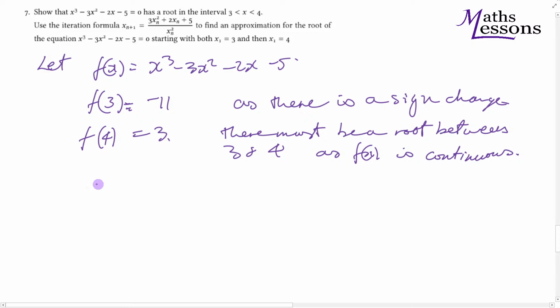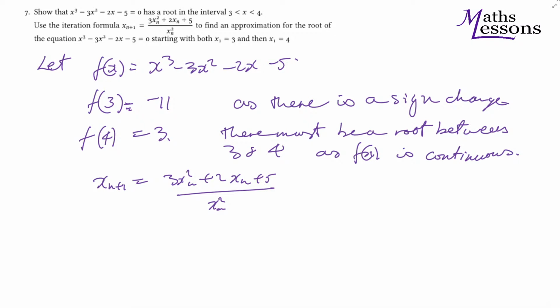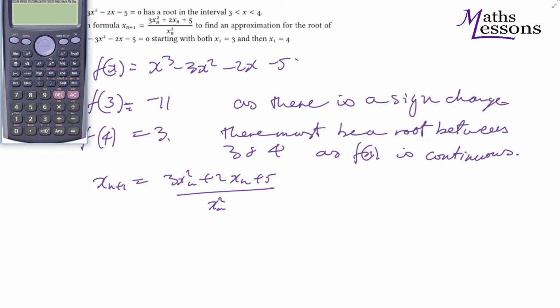So if we know that x(n+1) is equal to (3xn squared + 2xn + 5) all over xn squared. So this is just a rearrangement of this formula where if you let x equal this, you rearrange so you get x as the subject by taking everything to the other side and dividing by x squared, you can create an iterative formula. There are ways on different videos I can show you why that works, but it just does in this case for today. What we're going to do is grab a calculator and show how we might do this.